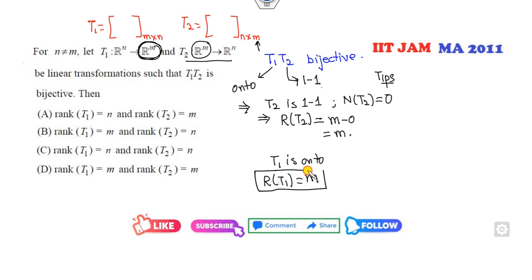So this is my condition. So rank of T2 is N, satisfied. Rank of T1 is M, satisfied. This option is cancelled. Always remember, this is a very simple shortcut trick. How do you prove that a transformation is one-one? You prove that the nullity is 0. If you want to prove onto, then you have to prove that the rank equals the dimension of the codomain.